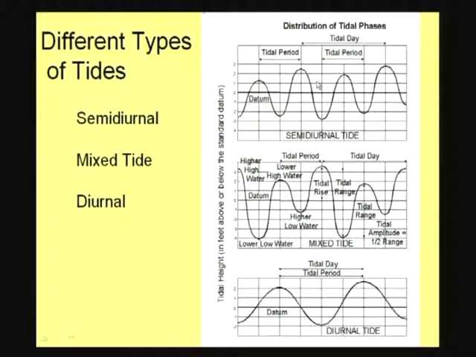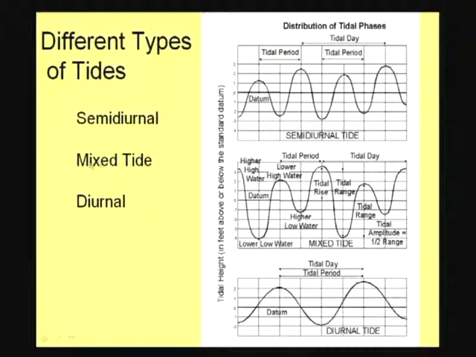You also have the possibility of diurnal tides. Here you only have a single high tide in a day, this again is a day, and the tidal period is the full day, 24 hours roughly. Here the tidal period is of the order of 12 hours, semi-diurnal.